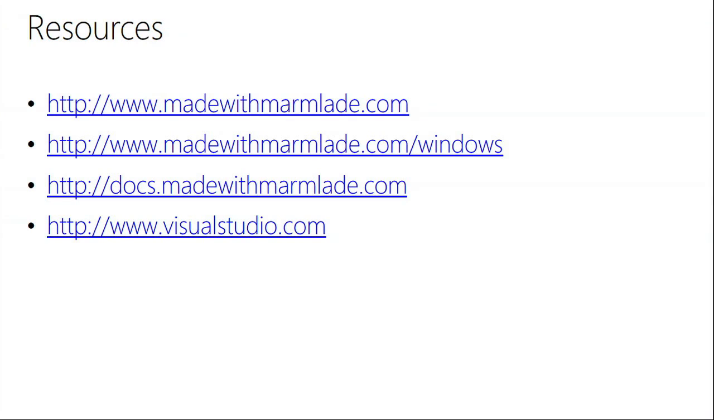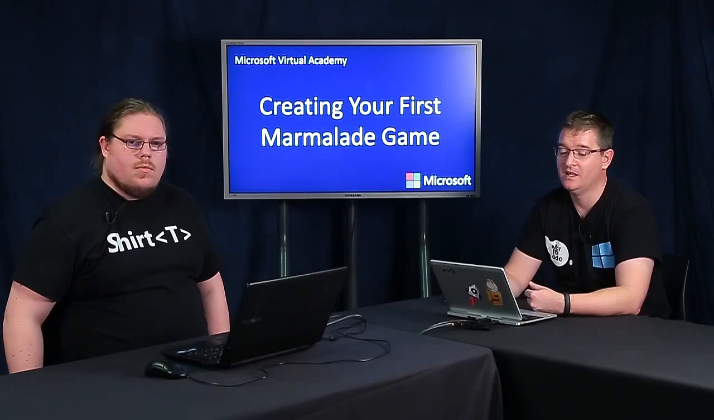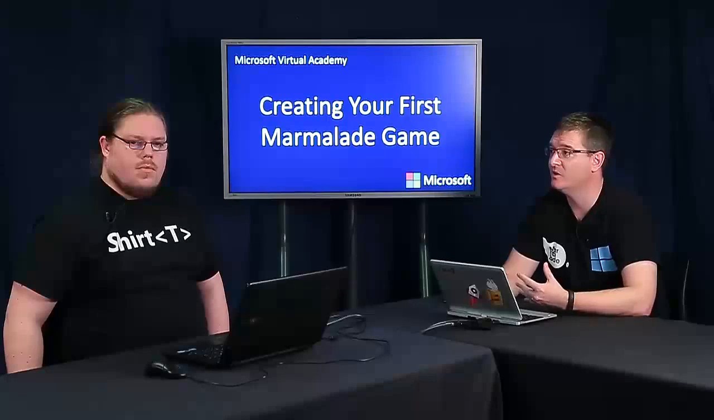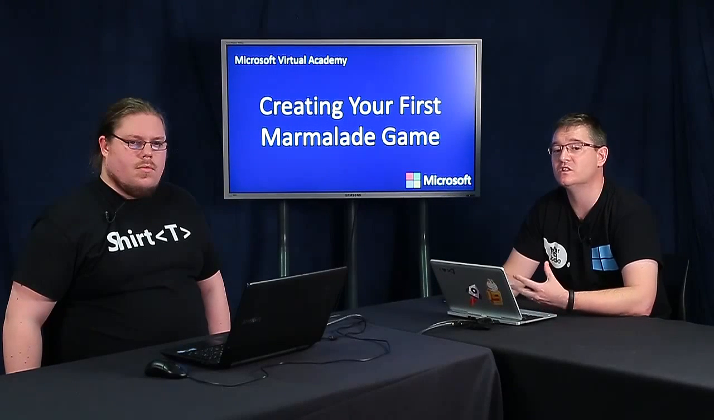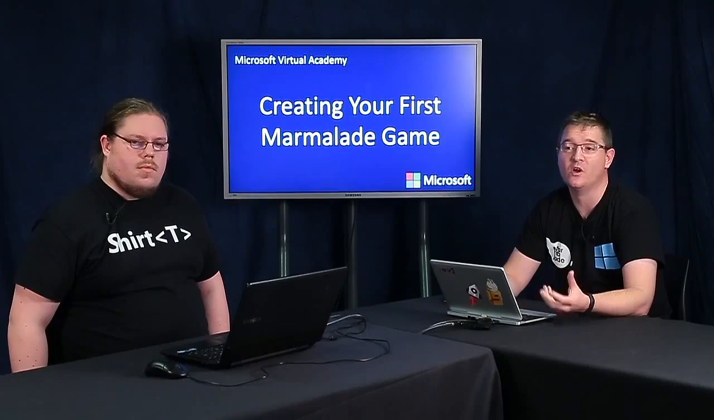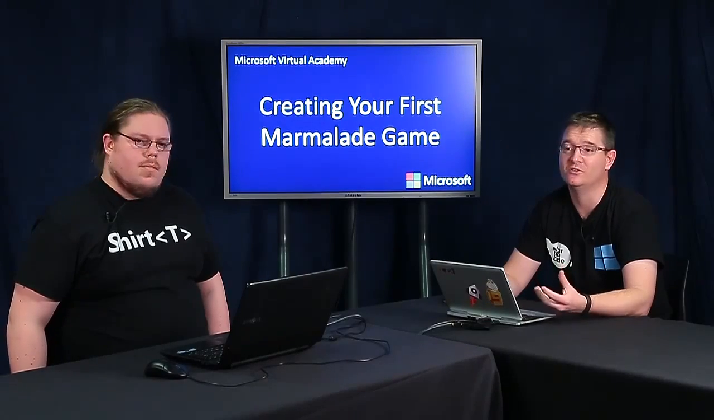And again, if you're interested in Visual Studio, head to visualstudio.com, you can download Update 3, and you can also create your online account, which can get you started with Visual Studio Online. So as a quick module review, we've done a quick overview of Marmalade. We've talked about the Marmalade Hub configuration and setup. We've talked about deploying a simple application through Visual Studio and what the actual considerations are. In the next session, we'll actually deploy our game and talk about how it works. And then we've talked about how to access those key resources and help. So we hope you've enjoyed Module 1 and join us for Module 2 later.